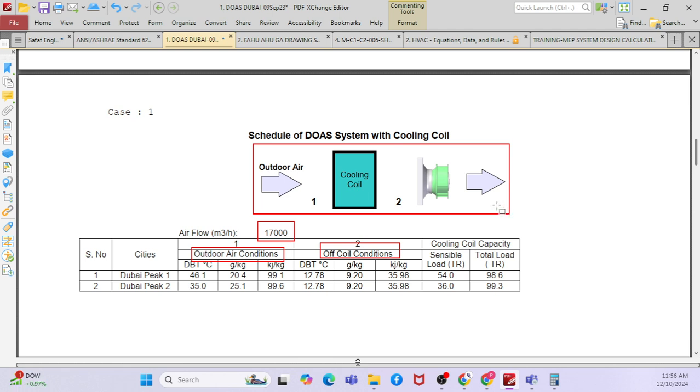Grill temperature will be, if it is far away, then you will have a difference of +1. But actually, off coil means it is after the coil, so what is the temperature? Okay. So off coil is the supply temperature, yeah? Yeah, it will be the supply temperature.